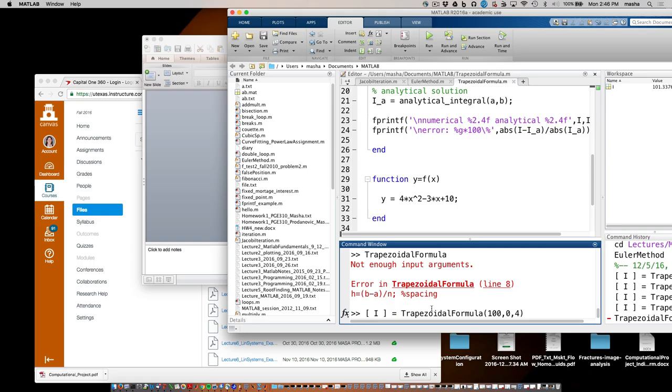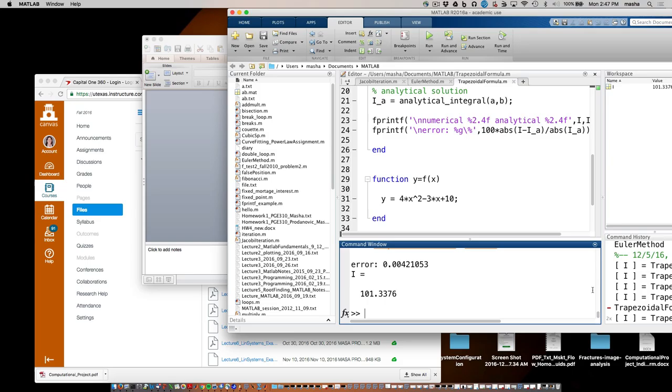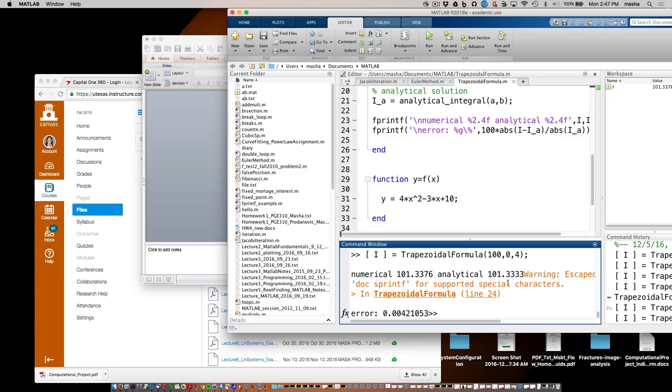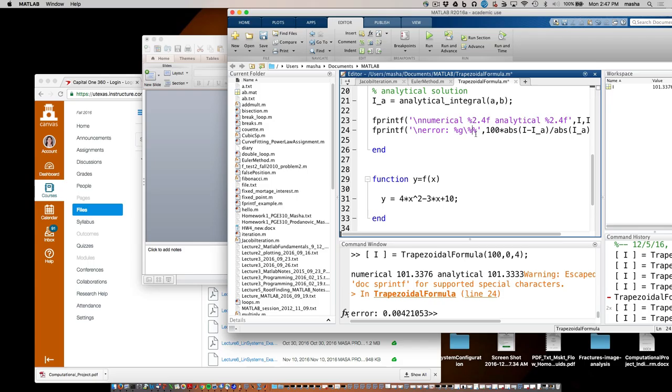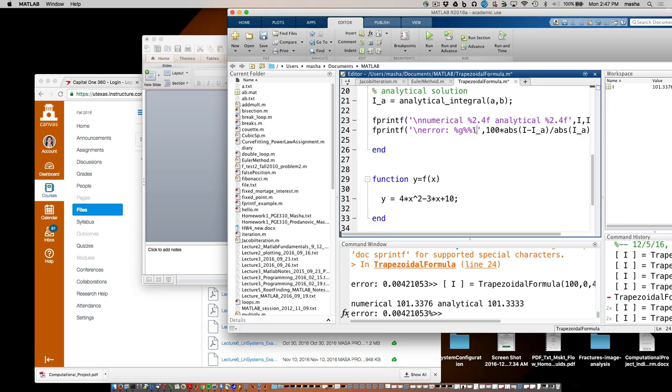And times 100, so I'm going to get percent. Let's see. Not enough input arguments. In percent, and this is 100 times, so just to get a percentage. It doesn't like my percentages, I think.